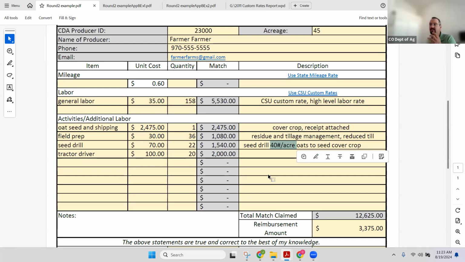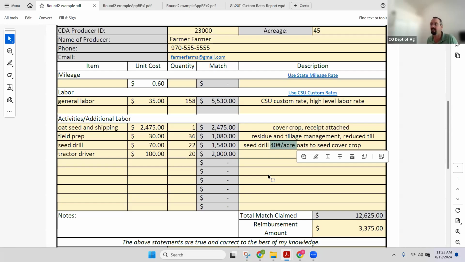times we get a bulk seed tag with just a bulk rating. It doesn't give me an application per acre. I don't know if this producer used that same bag of seed over 100 acres or over the enrolled field, 25 or 45 acres. So putting an application rate is essential.